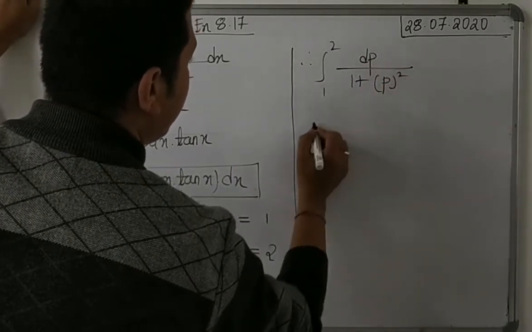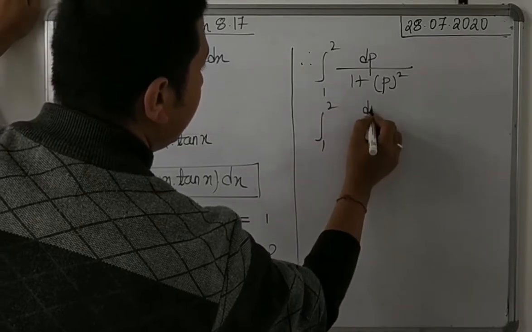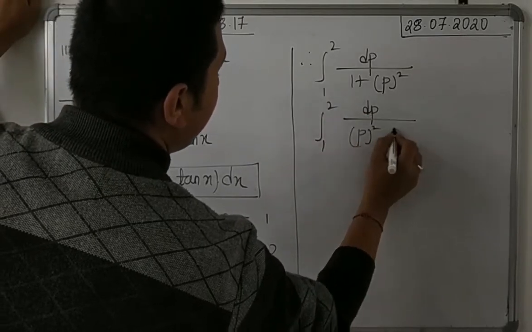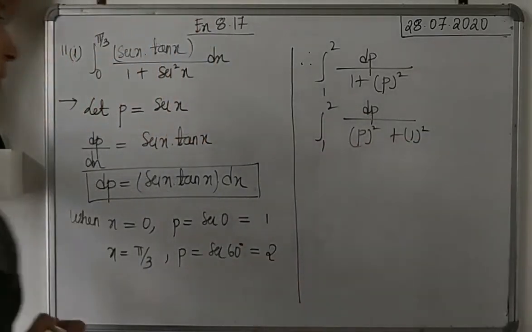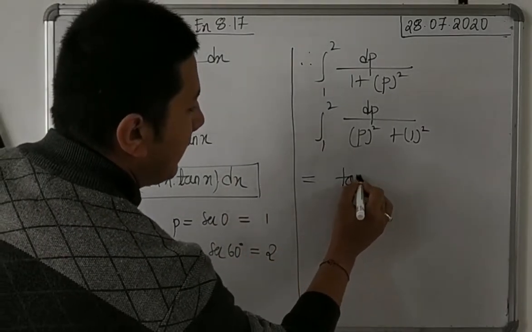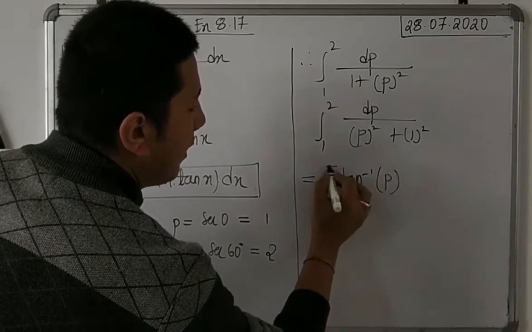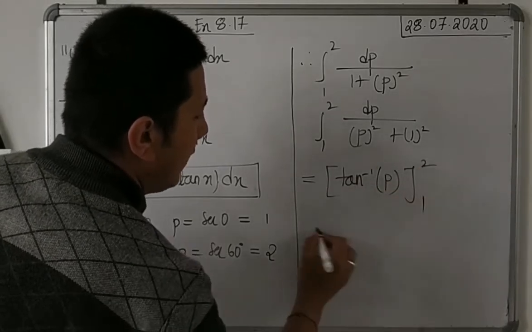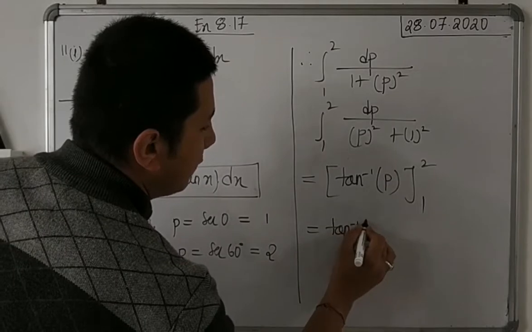I hope you know this integral. 1 to 2 dp by p square plus 1 square. Seventh standard integral is tan inverse. So therefore this is tan inverse of p divided by 1, which goes from 2 to 1. So therefore this is tan inverse 2.